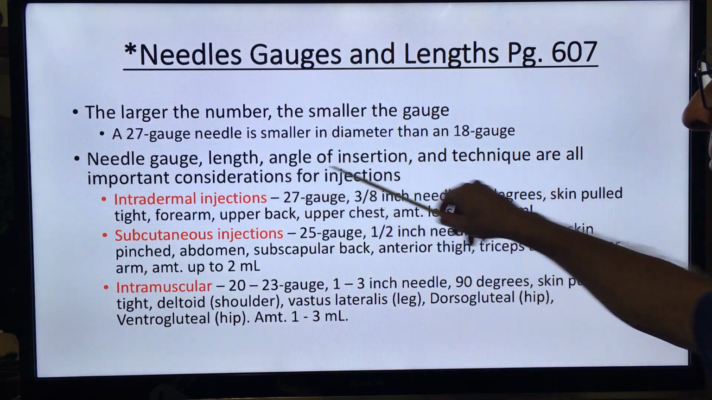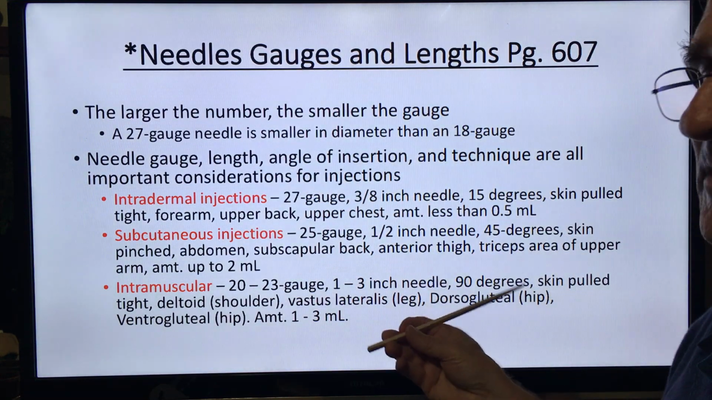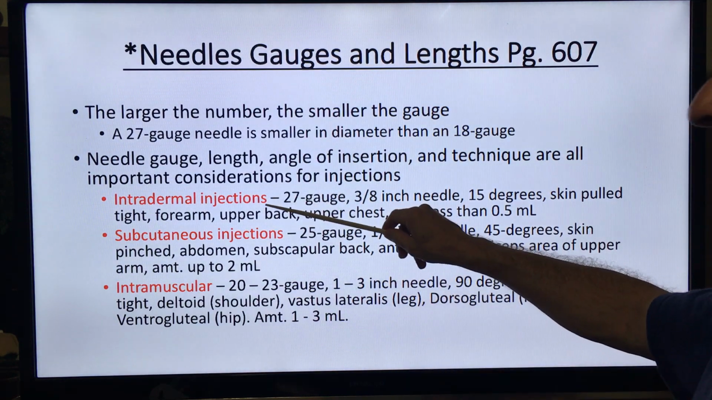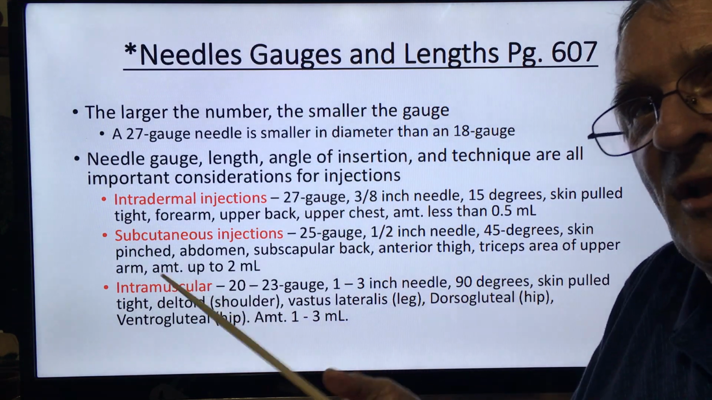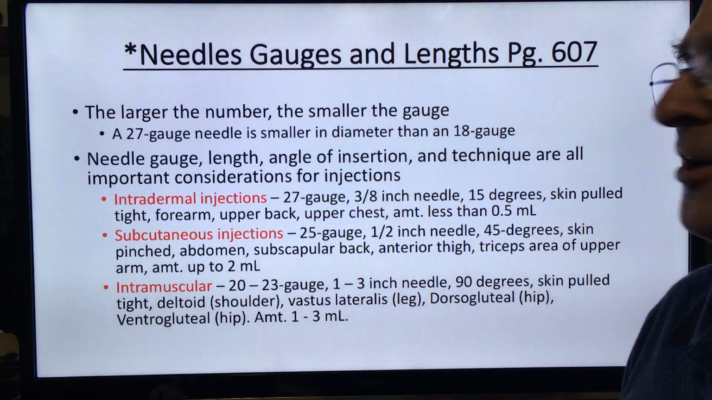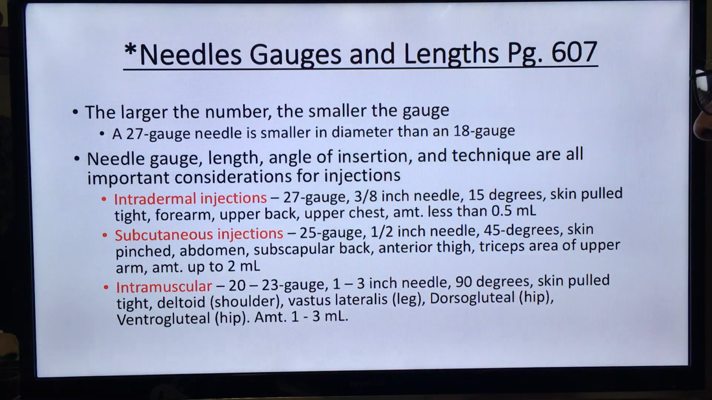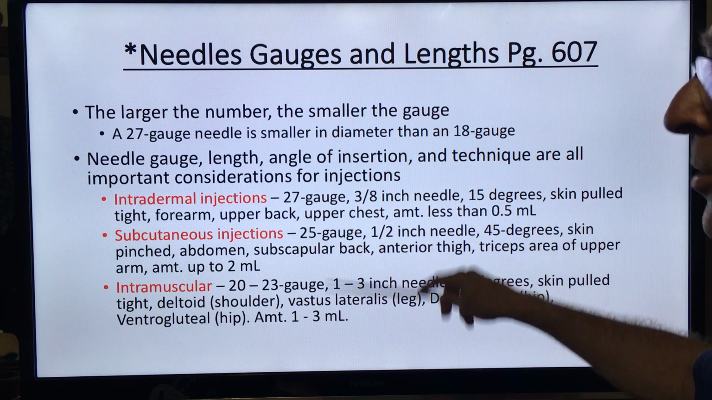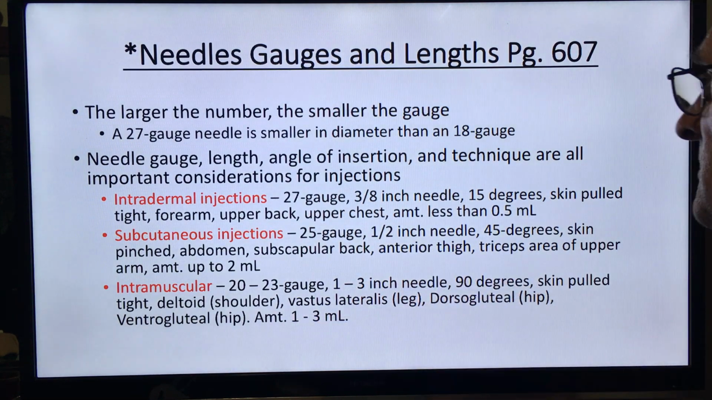So we use different lengths of needle, different gauges of needles, depending on which kind of parenteral injection we're giving. Intradermal injections are within the layers of the skin. So this is a very small, very fine needle, 27 gauge, 3/8 of an inch, at a 15-degree angle to the skin. This is all really important. You'll be tested on this. We only give very small amounts of the medication that way. TB skin test is a prime example of one that we would give this way.